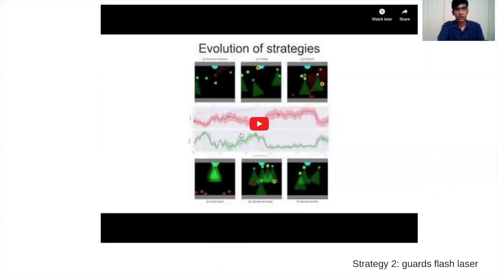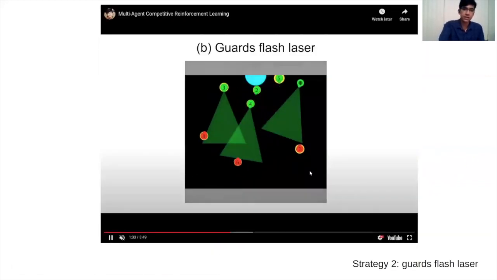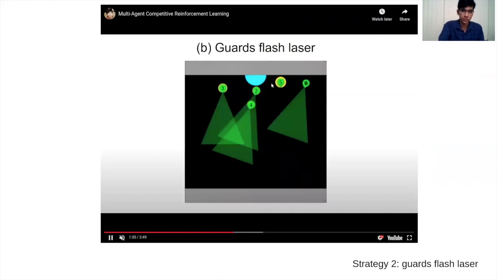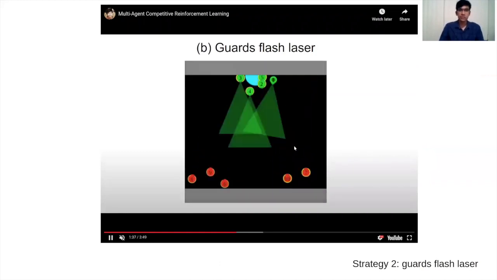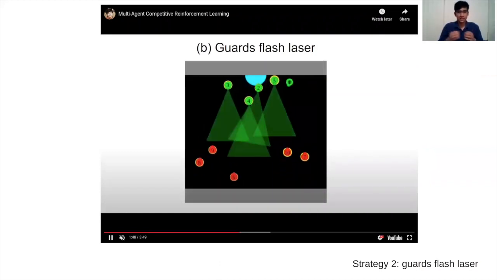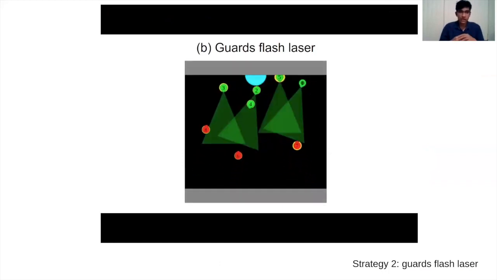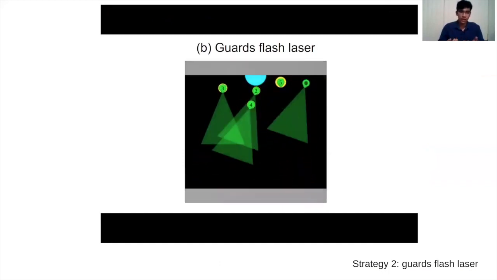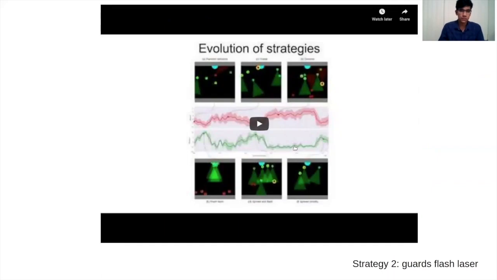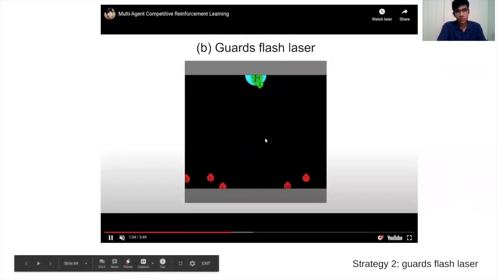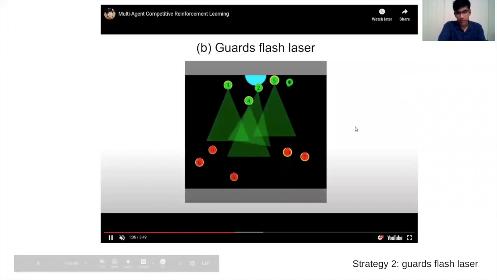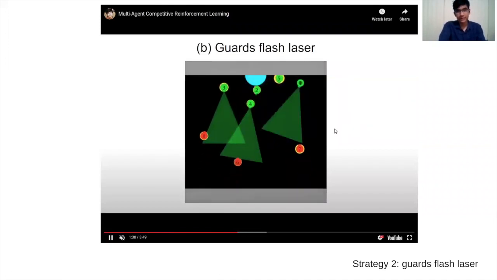Okay, and after some time, what happens is that the attackers learn to move towards the fort, and the guards learn a simple strategy to defeat them. They just flash their lasers all the time. So any attacker that tries to approach dies. So it's a simple strategy on the guards' part, pretty effective. The guards keep winning at this stage.